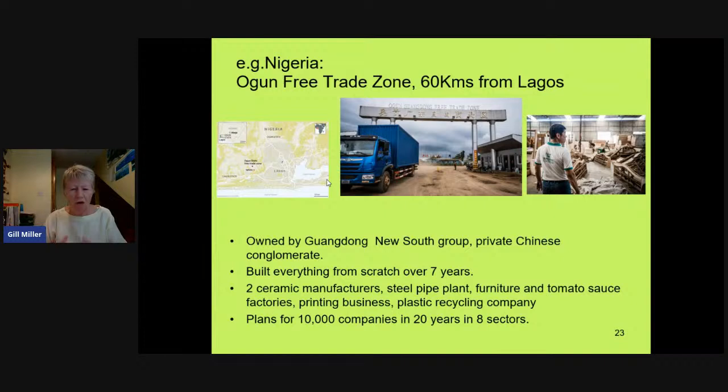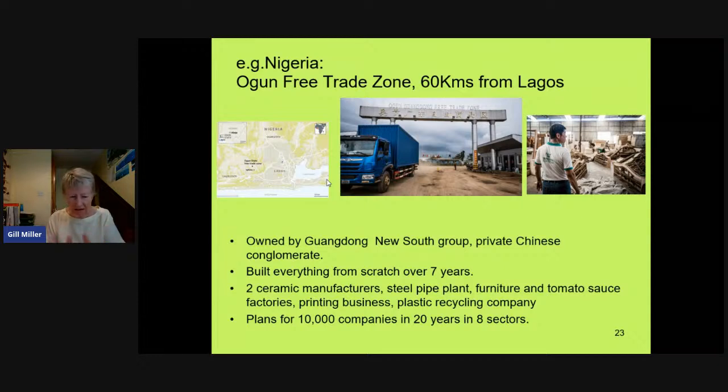And here's an example of a large-scale enterprise. It's owned by Guangdong New South Group. It's a private conglomerate. It's amazing. If you look at that picture in the centre, you can see the Chinese name for it over the top of the big gantry there, the entrance to the free trade zone. And it's extraordinary. It was built in 7 years. One thing that China is really famous for is getting things done quickly.